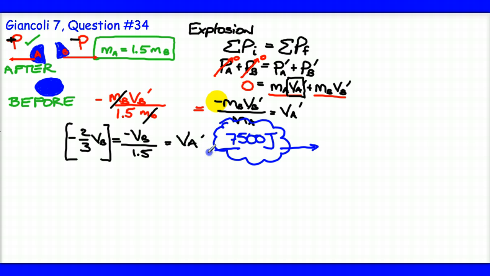One fragment goes this way, the other fragment goes that way. So I can say that the energy that's added, this 7,500 joules, is going to be equal to the kinetic energy of particle A after the collision plus the kinetic energy of particle B after the collision. So here's A going to the left over this way, and B is going to the right this way. Remember that kinetic energy is scalar. There's no direction associated with it, unlike momentum.